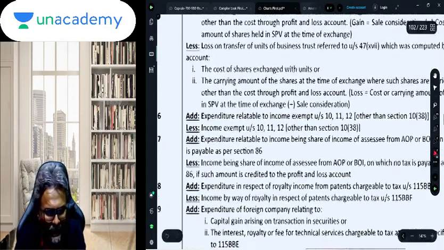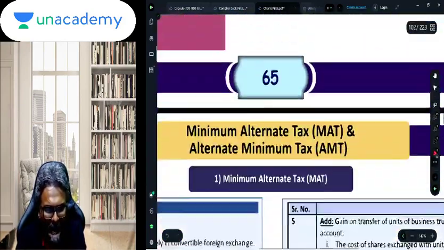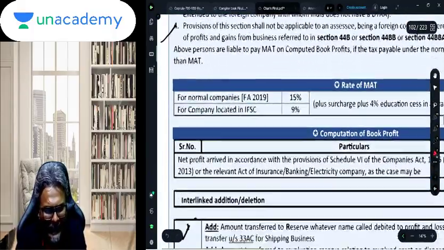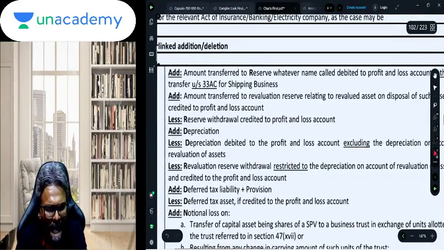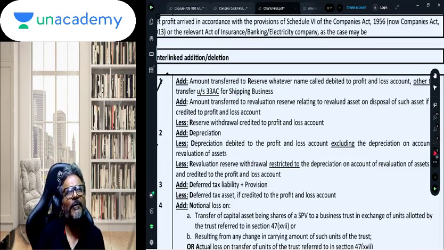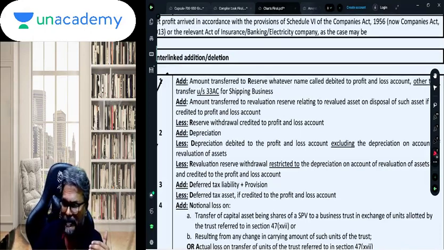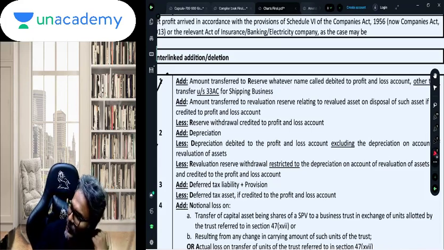Now apart from this one, students, let's look at the other key adjustments so far as MAT is concerned. I'll do a quick point, and I'll also tell you how they have targeted this point in the examination. Students, if you create a reserve by whatever name it is called, then the reserve's creation reduces the net profit, and accordingly that reserve which has been created has to be added back. This is the mandate of the computation of book profit. That reserve which has been created needs to be added back.